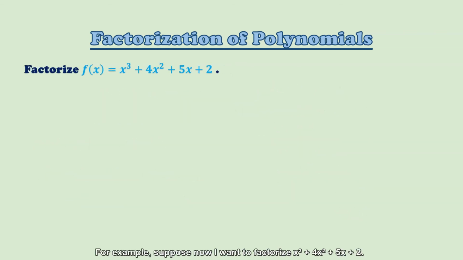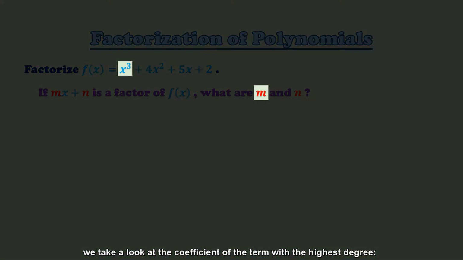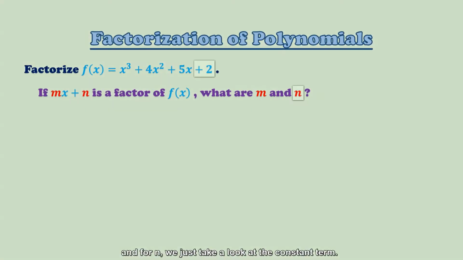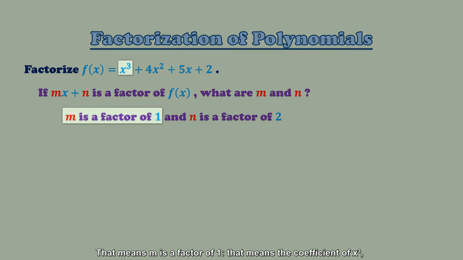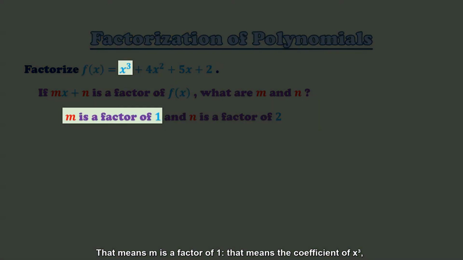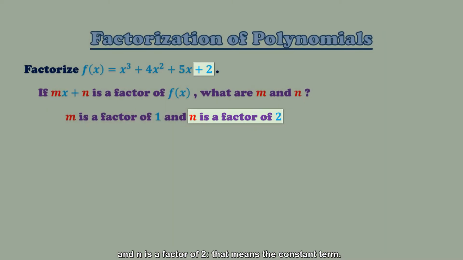For example, suppose now I want to factorize x^3 + 4x^2 + 5x + 2. Again, we first of all try to list all the possible linear factors of f(x). To find the possible values of m, we take a look at the coefficient of the term with the highest degree, that means x^3. And for n, we just take a look at the constant term. That means m is a factor of 1, the coefficient of x^3, and n is a factor of 2, the constant term.